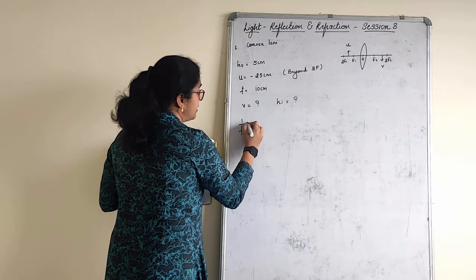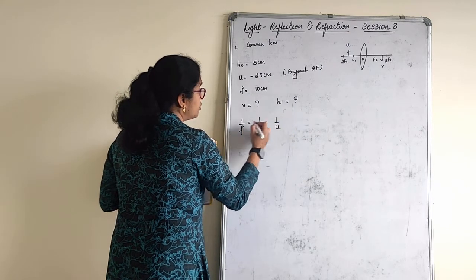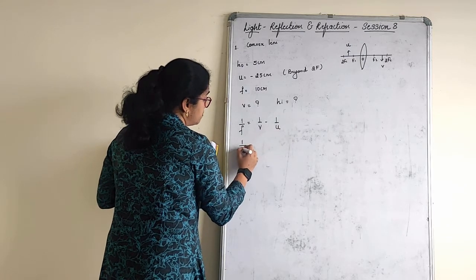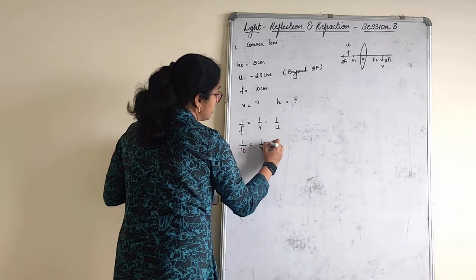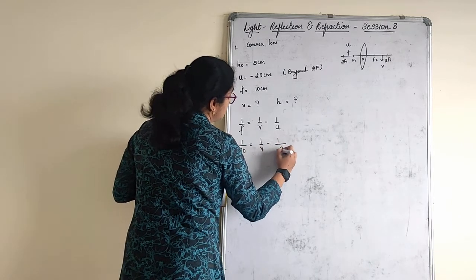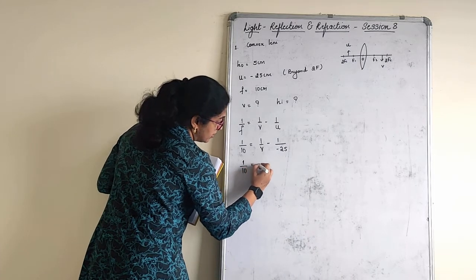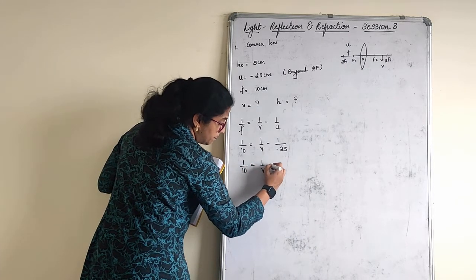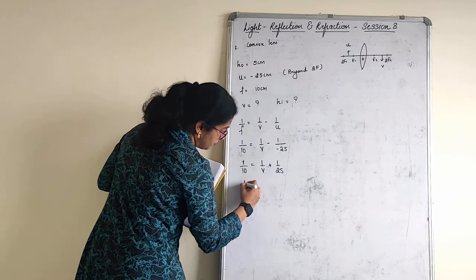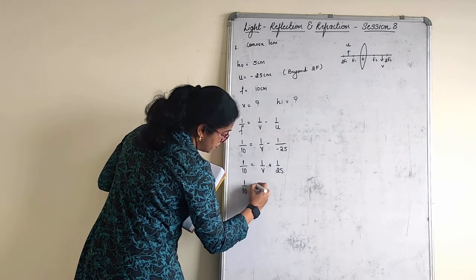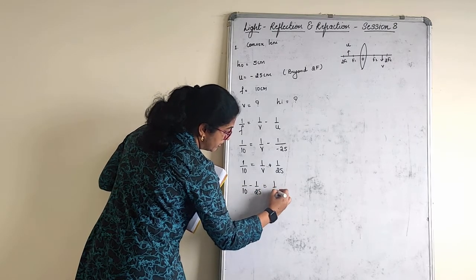Lens formula, 1 by f is equal to 1 by v minus 1 by u. 1 by f is 1 by 10, which is equal to 1 by v as it is, minus 1 upon minus 25. So 1 by 10 is equal to 1 by v plus 1 by 25. Now shift this side: 1 by 10 minus 1 by 25 is equal to 1 by v.